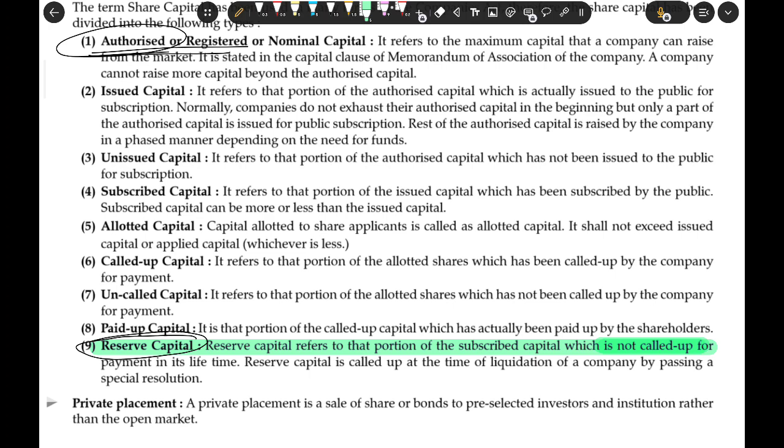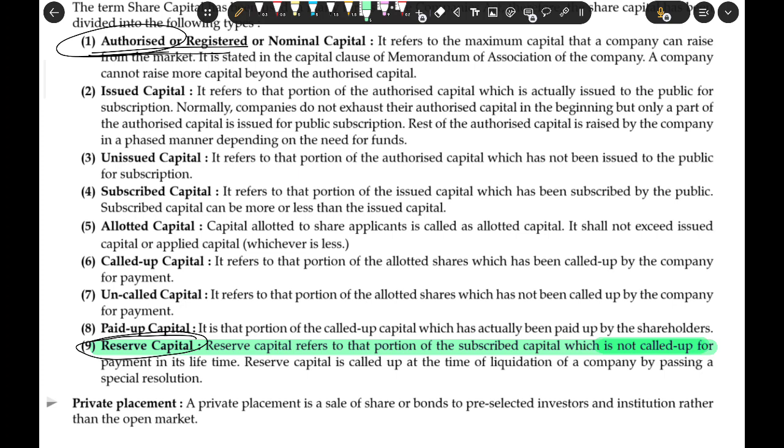Yes or no? Possible. But if I keep it with the shareholder itself, then when the company has a hectic situation, that is the last option, the company will ask the shareholders to pay the last 2 rupees. Clear? That is why it is called reserve capital.